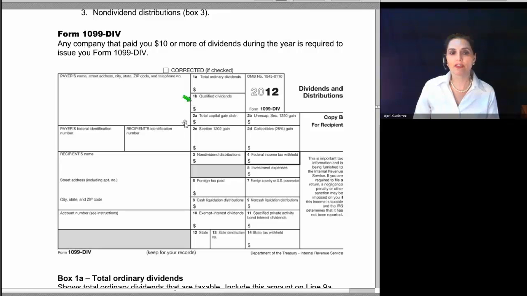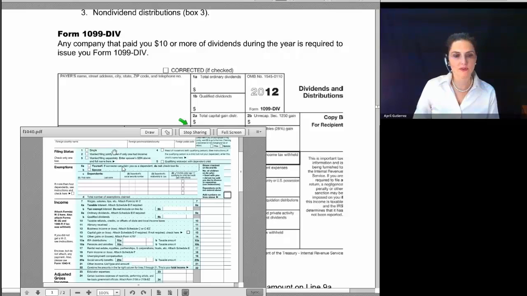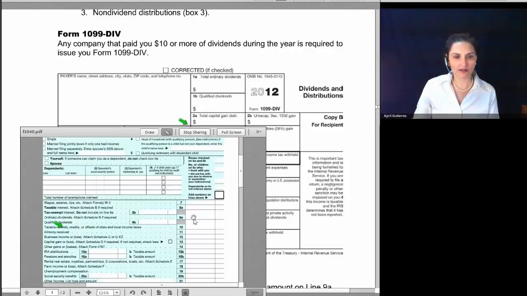Box 2A shows total capital gain distributions. If the only capital gain income you have for the year is capital gain distribution showing in Box 2A, then you can make an entry from 2A directly on the 1040 form. And on this Form 1040, dividend income, ordinary dividends, are reported on line 9A. So line 9A is where you report ordinary dividends. Line 9B is the portion of ordinary dividends that are qualified dividends.